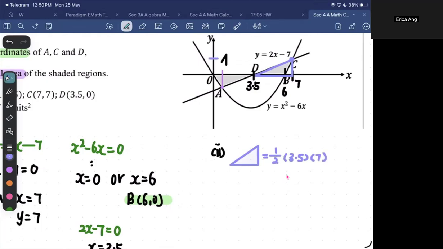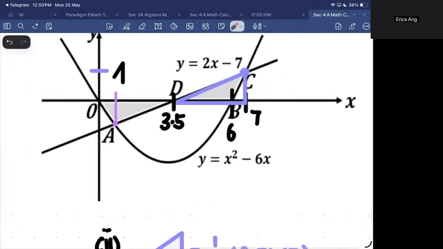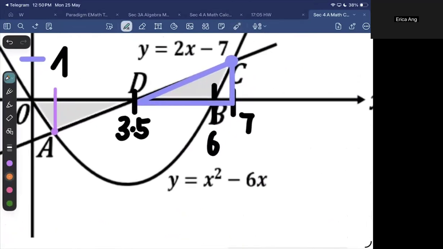Okay? So this one here will be 49 over 4. I just write it as 12.25. Okay, 12.25 units squared. Then what happens here is that, you see, I only want this part here. I only want this orange part here. So I need to find this one.